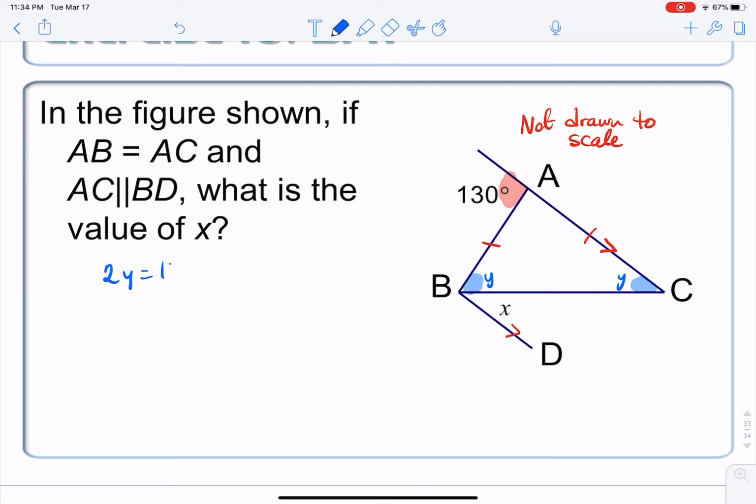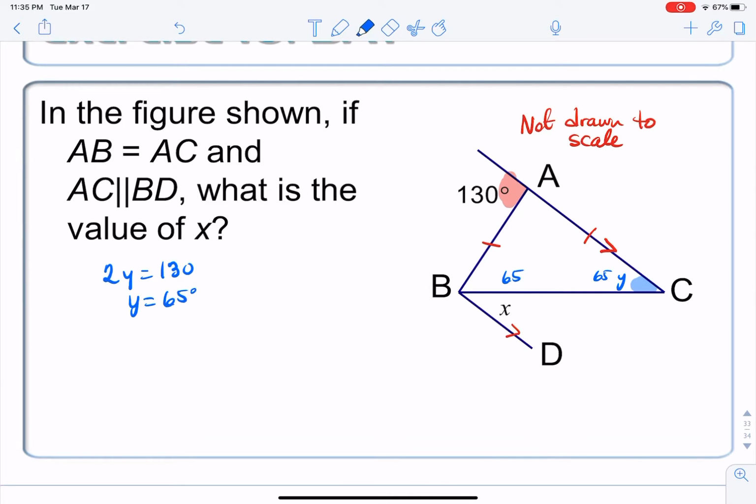2y is equal to 130 degrees, which means that y is 130 divided by 2, which is 65 degrees. So we got a 65 there, and we got a 65 right there. X, however, is not an exterior angle for that triangle. However, let me clean up my picture here just a little bit.